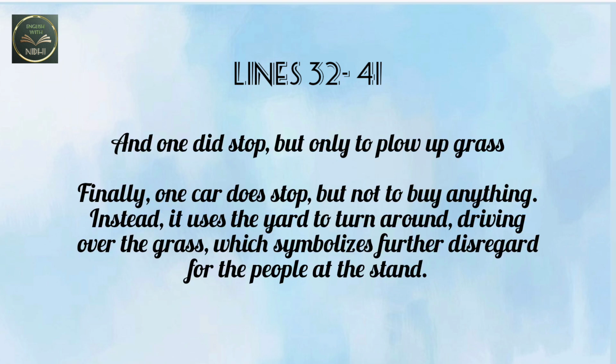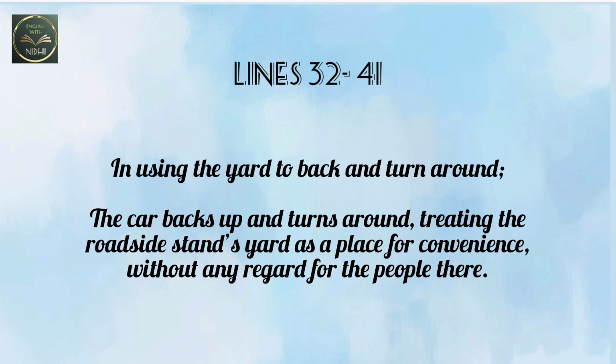Line 39. And one did stop, but only to plow up grass. That is, finally one car does stop, but not to buy anything. Instead, it uses the yard to turn around, driving over the grass, which symbolizes further disregard for the people at the stand. Line 40. In using the yard to back and turn around. That is, the car backs up and turns around, treating the roadside stand's yard as a place for convenience without any regard for the people there.